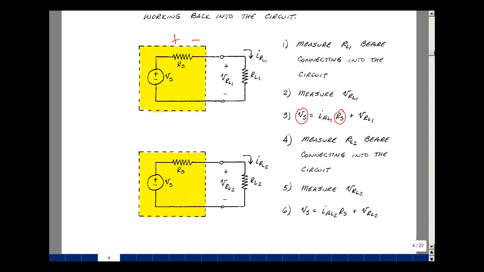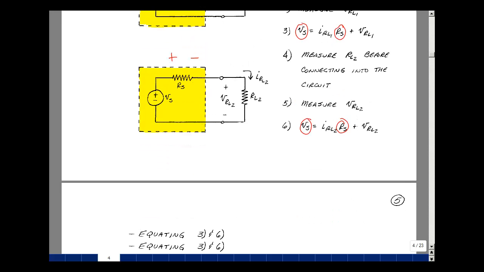I'll do that with a second value of resistance. So put a different resistor here, measure its value before you hook it up, and then measure the voltage, and then calculate the current. So again, the rise in voltage equals the drops around the loop, which would be this current I sub RL2 times R sub S plus the voltage across here, or we could take the current times the resistance, but we already know the value of voltage. So again, here's a second equation in the two unknowns, V sub S and R sub S, which are our Thevenin equivalents. Let's solve these two equations.